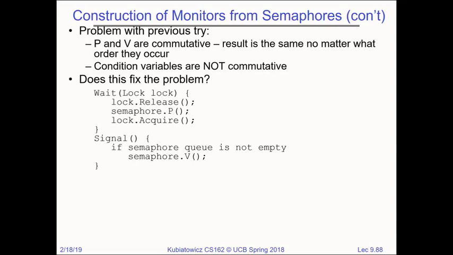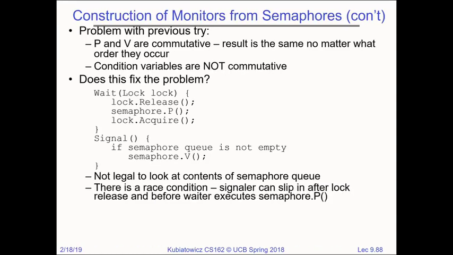And then you could say, well, does this fix the problem? So I only signal if the semaphore queue is not empty. Seems closer, except you can't do that because you're not allowed to look. And so there's a race condition here in between as well, which can screw it up.